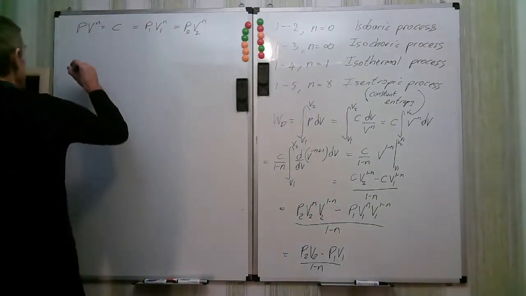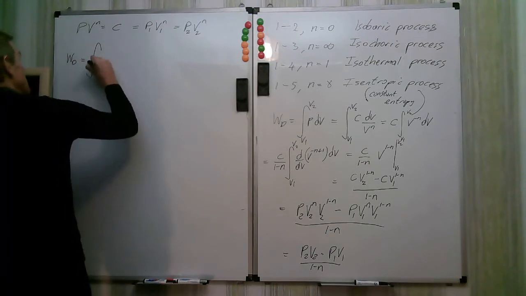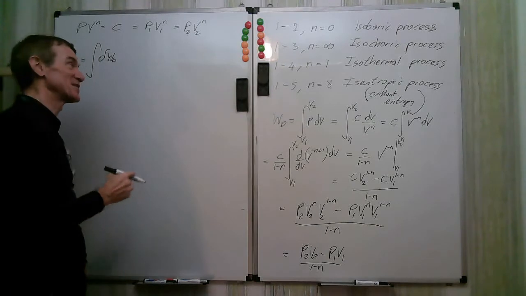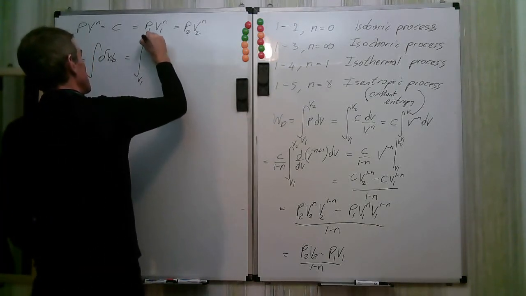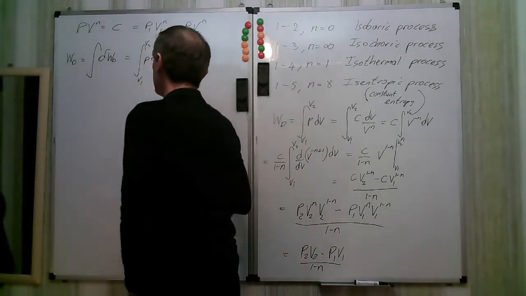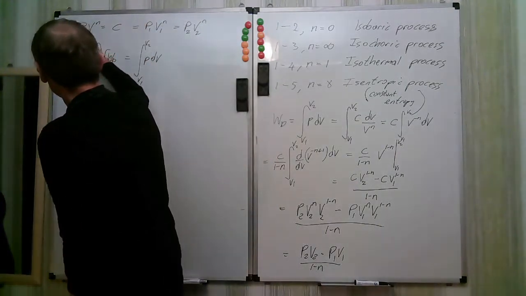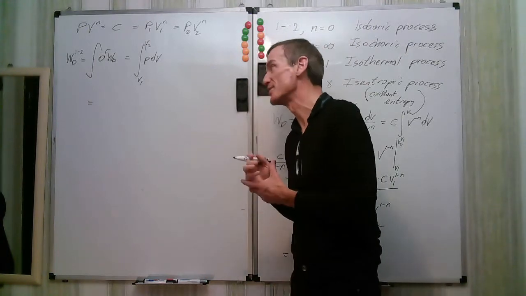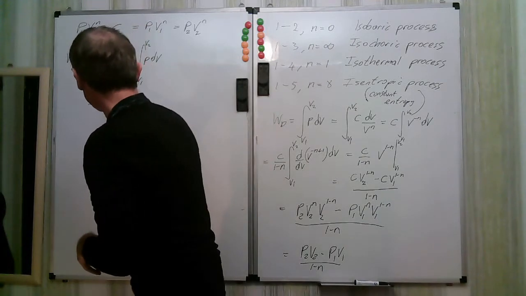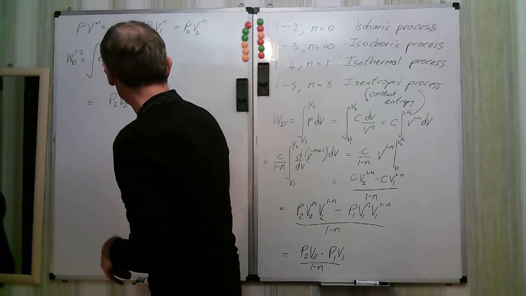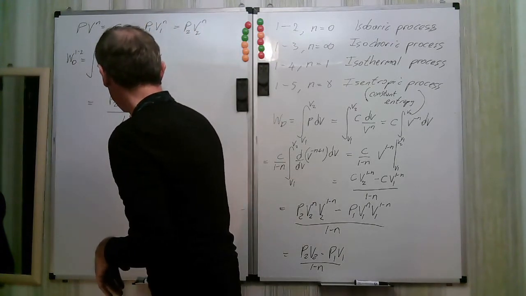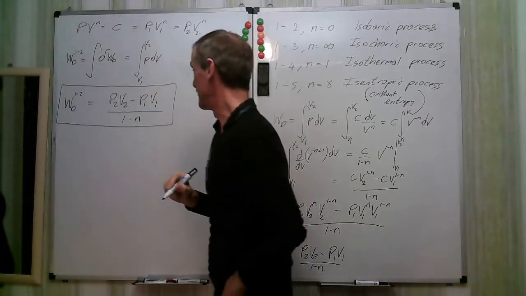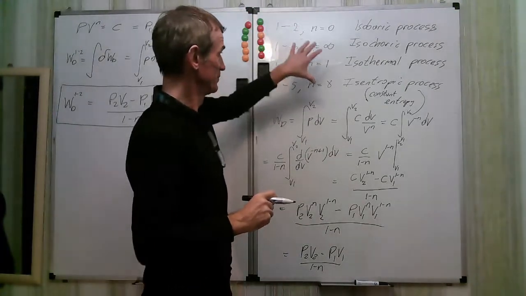So let me bring it back up here. The displacement work, WD, we integrate our delta WD along some path in our state space, from V1 to V2 of P dV. I'm going to stick a little 1, 2 on there so that we're going from end state 1 to end state 2. This is a classical equilibrium thermodynamics approach: moving between the end states, which are equilibrium points. And we found the formula P2 V2 minus P1 V1 over 1 minus n. So WD, displacement work going from 1 to 2, is given by this nice formula for all these processes. We just have different values of n, of course.